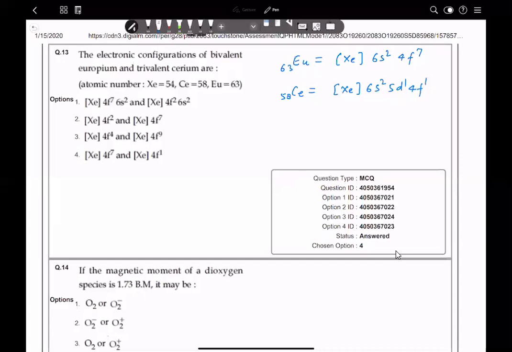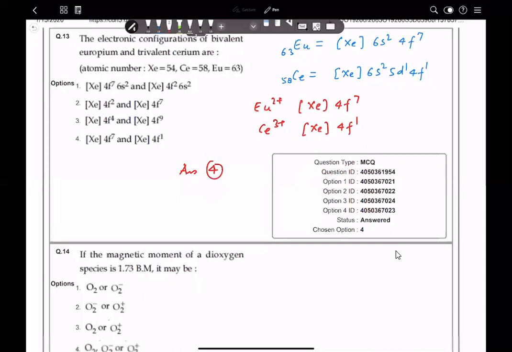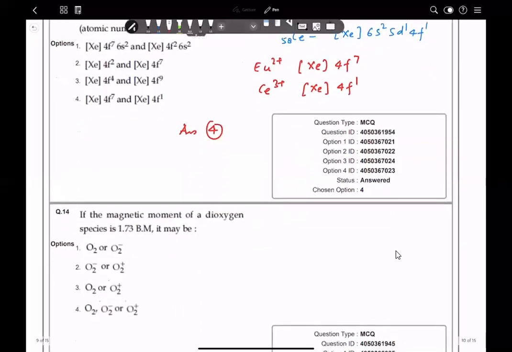And now the configuration is asked for the bivalent europium and trivalent cerium. So we will remove electrons from the valence shell. We have to write the Eu2+ configuration, so it is xenon 4f7, and for Ce3+ we will write the configuration. So the 6s2 electrons are removed and the 5d1 electron is removed. So xenon 4f1. With respect to this, your answer must be 4. Okay. Now the next question is question number 14.